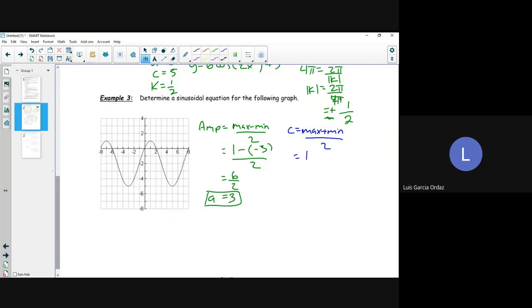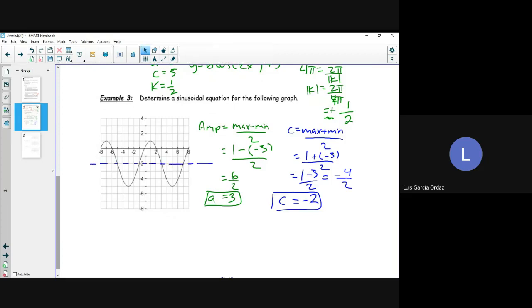So you have 1 plus negative 5 divided by 2, which is equal to 1 minus 5 over 2, which is equal to negative 4 over 2. And what does that give us? Negative 2. So this is our equation of the axis. Y is equal to positive 2.